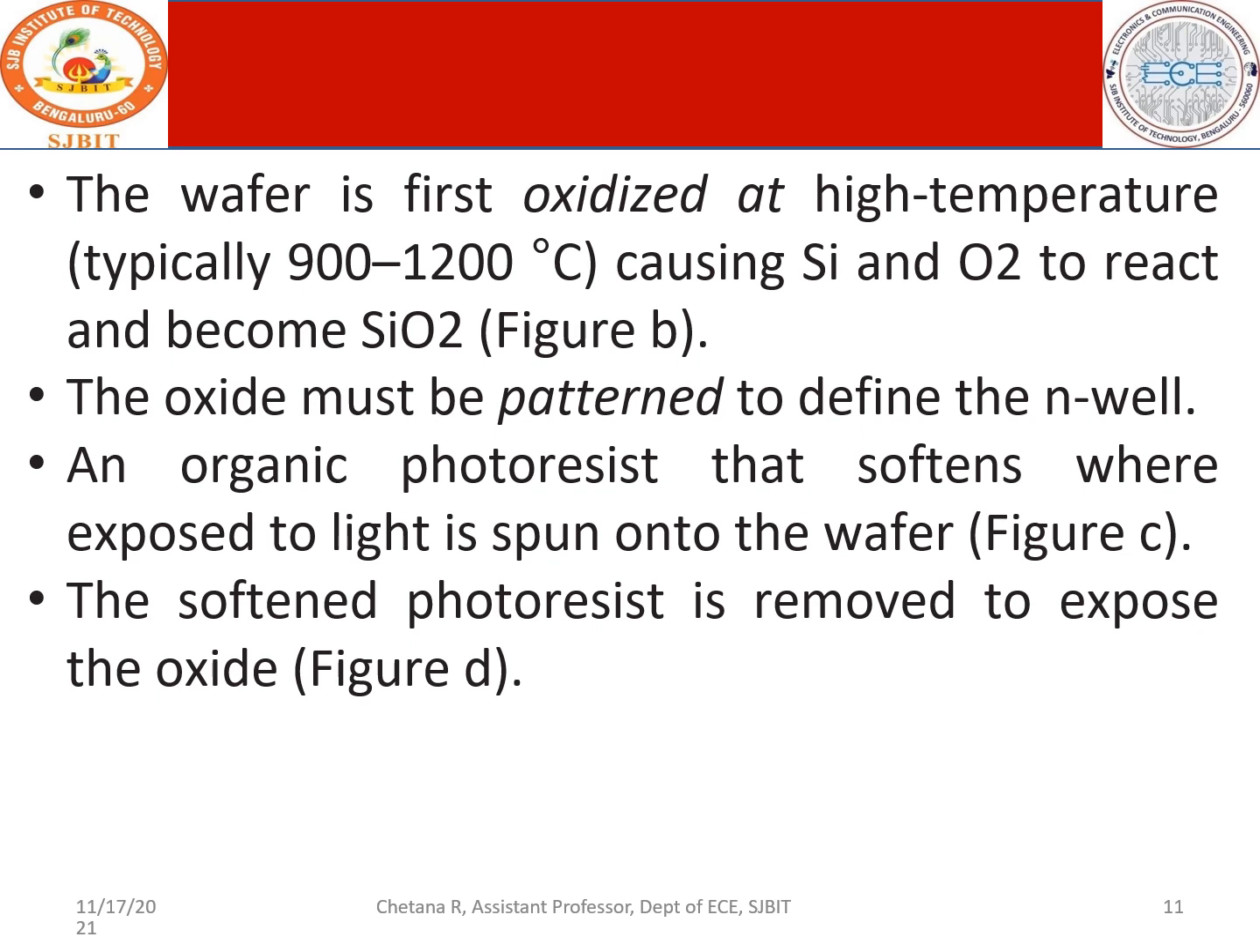Then the oxide must be patterned to define the N well. As I told, you have to identify the region where you want the well structure. That helps you to identify the well structure. Before that, an organic photoresist that softens when exposed to light is spun on the wafer. I will go ahead with the diagrams later on. So after the oxide, you are applying a layer of photoresist.